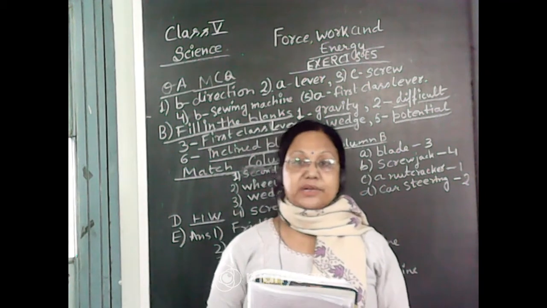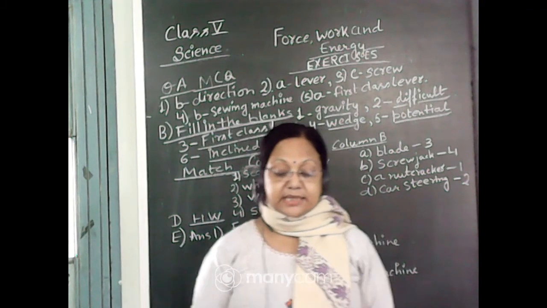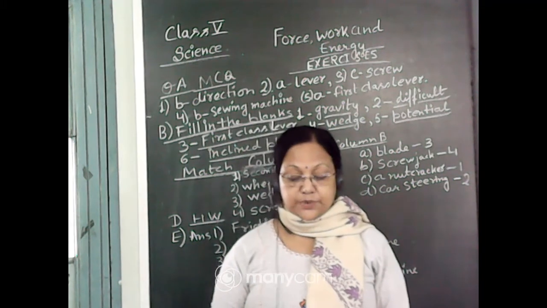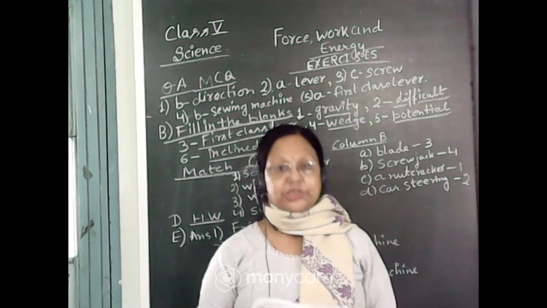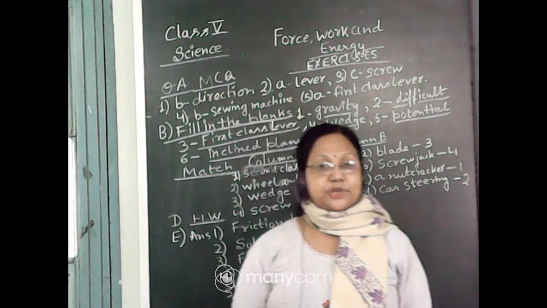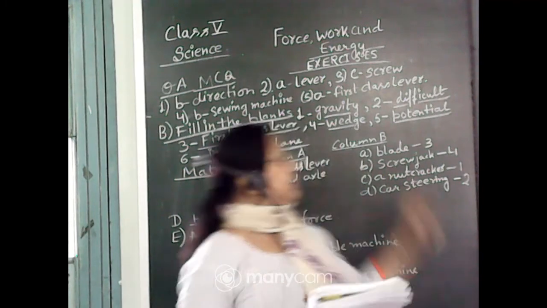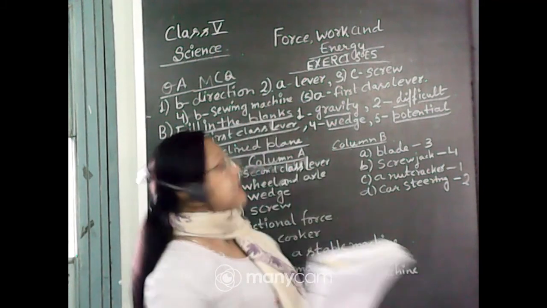The first one is: force can change the dash of a moving object. Options are color, direction and order. So it should be direction. So option B should be ticked. We have written here: B is direction.